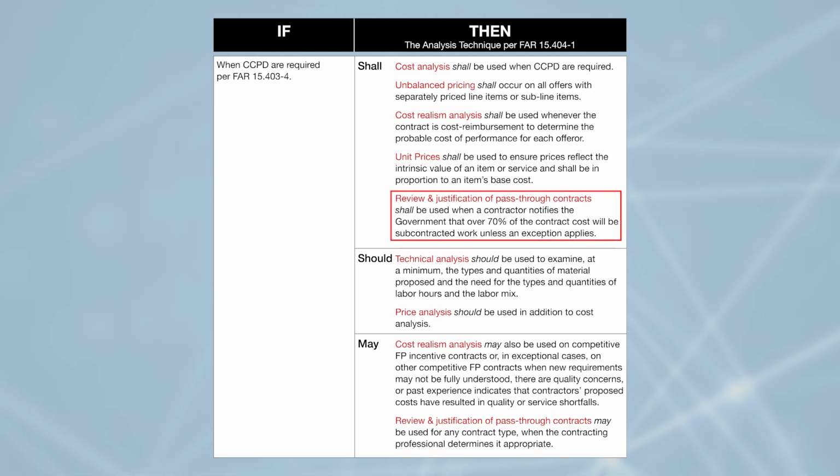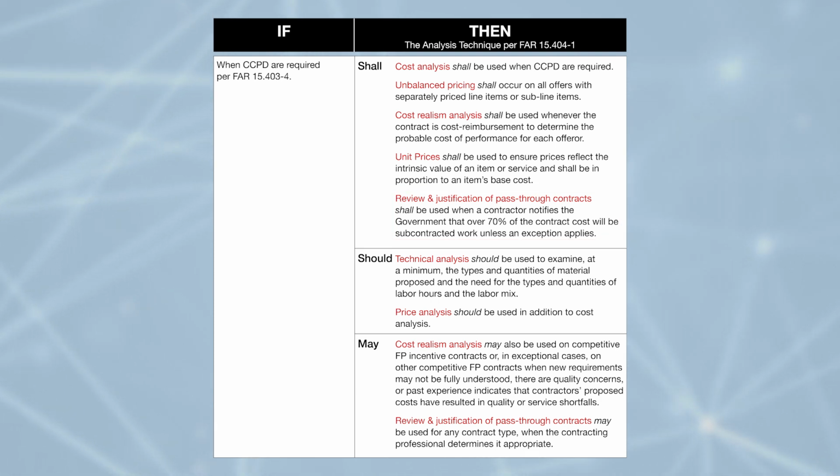Review and justification of pass-through contracts shall be used when a contractor notifies the government that over 70% of the contract cost will be subcontracted work. As you might expect, certified cost or pricing data also drives a few should statements for the technical and price analysis techniques. Technical analysis should be used to examine, at a minimum, the types and quantities of material proposed and the need for the types and quantities of labor hours and the labor mix.